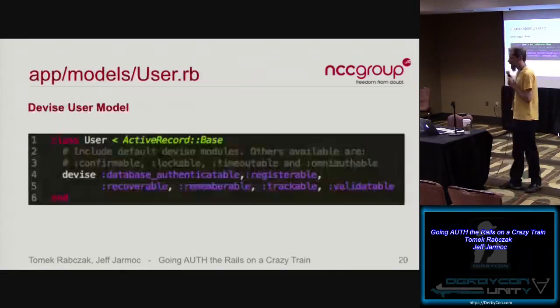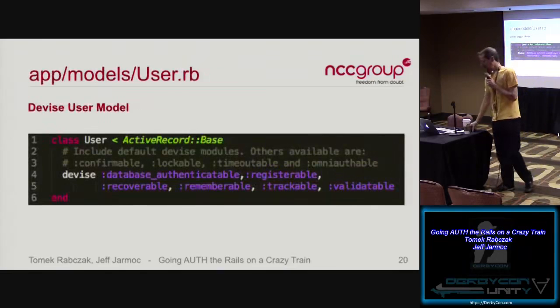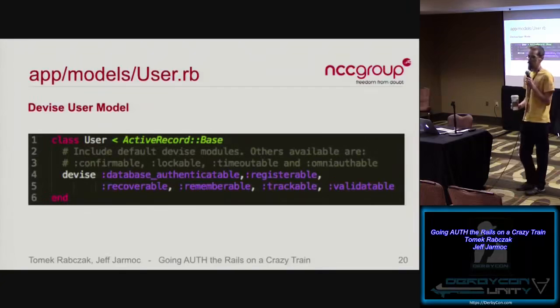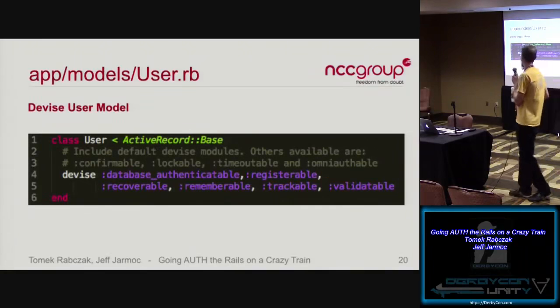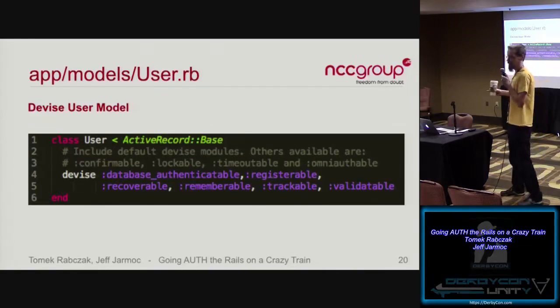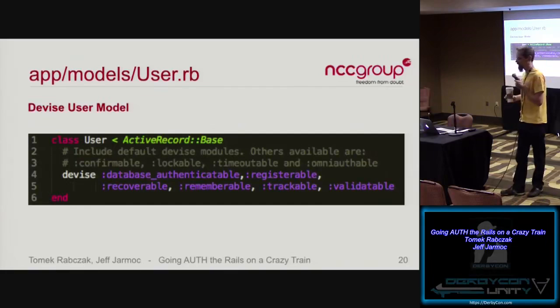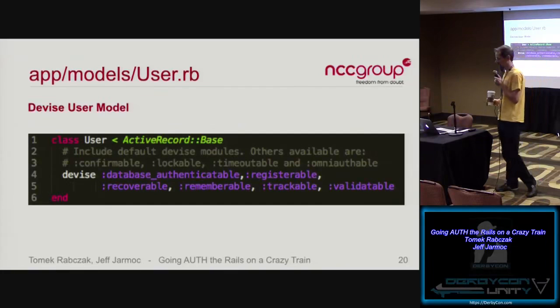So let's change gears and talk about Devise a little bit. I mentioned that that's the way the vast majority of applications are going to handle authentication. We've got an example here of a user model that was generated by Devise when it's installed. And it's really simple. It's got this devise helper that includes a number of symbols that represent different modules that Devise has to include various functionality. The names here are pretty self-explanatory, explaining what they do.